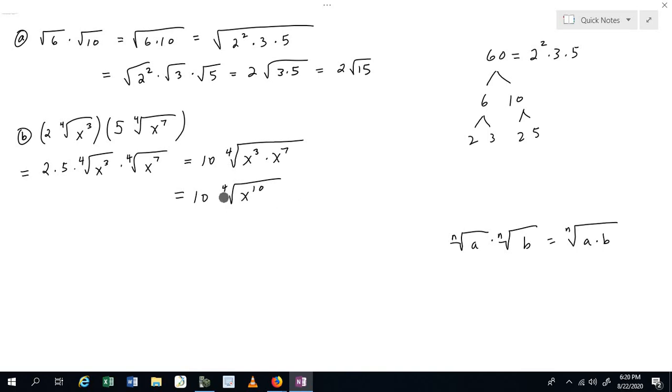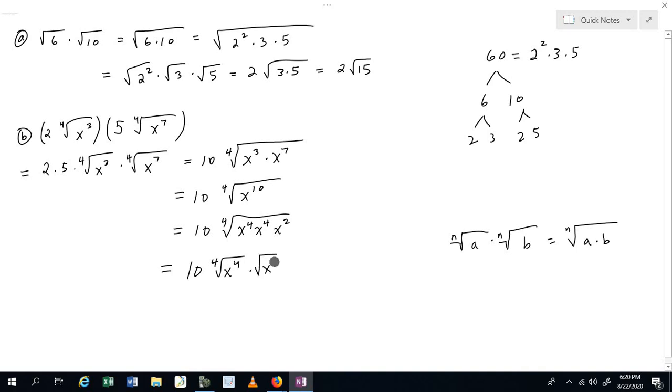But then since the index here is 4, I want to break this up into as many x to the 4th as I can. So I am going to write this as x to the 4th times x to the 4th, which is 8 x's. There's 2 left over, so then that would be times x squared. And then using this property again, I'm just going to break that radical up into 3 different radicals. So I'm going to take the 4th root of x to the 4th times the 4th root of x to the 4th times the 4th root of x squared.